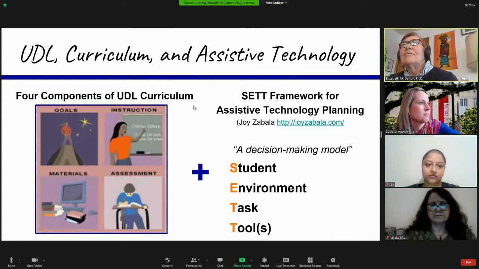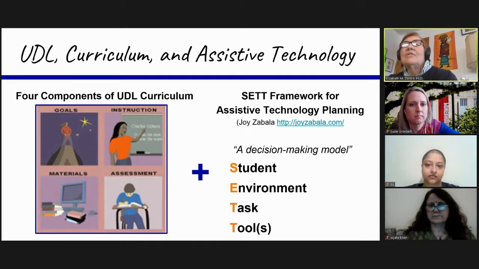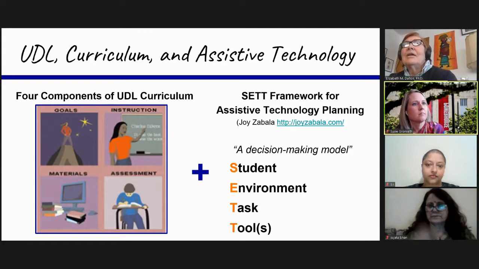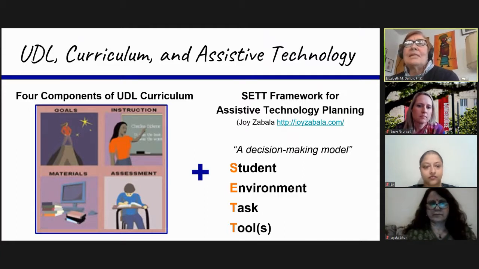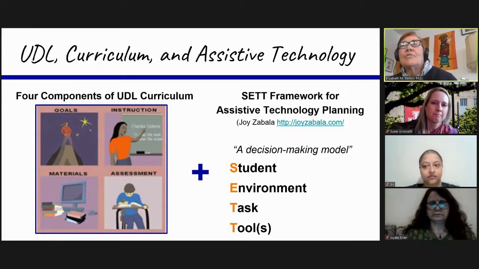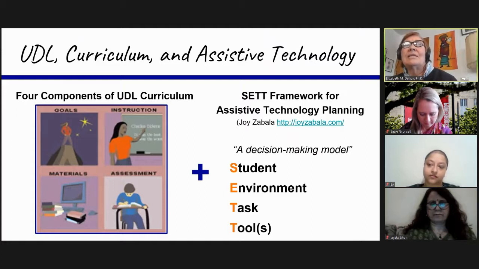And in addition to focusing on the vertical orientation of Universal Design for Learning, as Susie's discussed, there are a number of other organizing frameworks that we felt were important for our students to understand, and we integrated those within the class as well. The first one is the curriculum framework, which comes from CAST, where we look at the goals, the instruction or the methods, the materials, and assessment, all of those components being tools that we would use in order to integrate Universal Design for Learning within the curriculum.